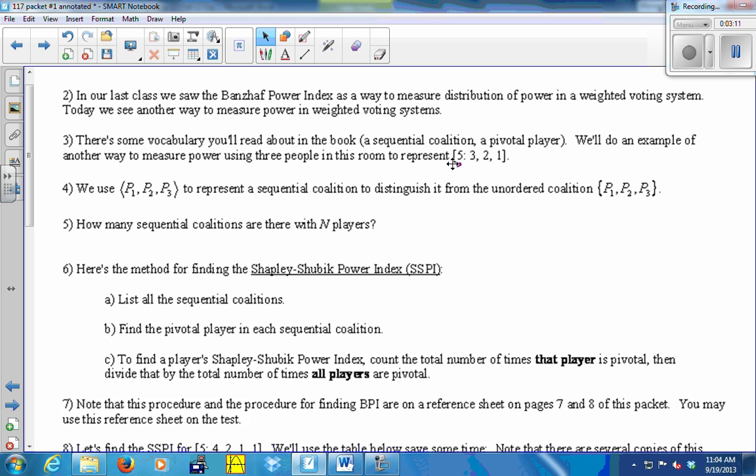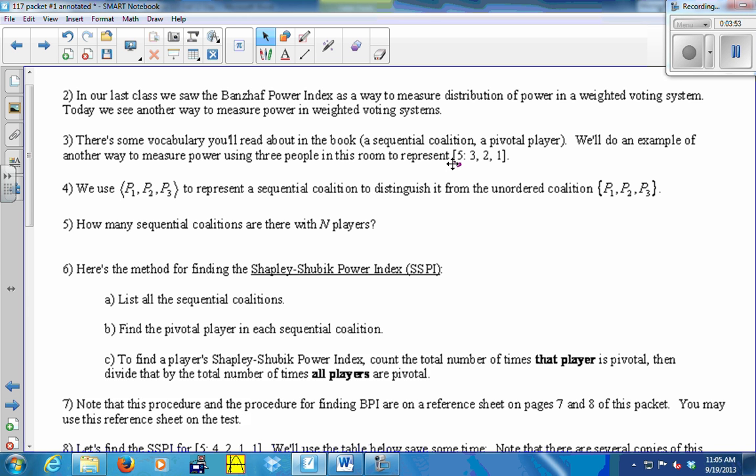The way we're going to measure power in Shapley-Shubik is we have to take every member, every person is going to be on every team. The thing that's different about the teams is the order that they're standing in. You guys can sit down. So a sequential coalition is a team where the order matters, has every person in the system on every team, in every coalition, and we just order them differently. And the pivotal player is the player that gives the team enough votes to meet the quota.